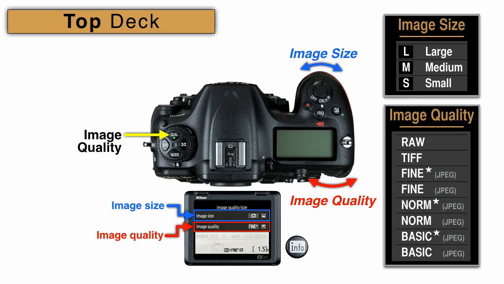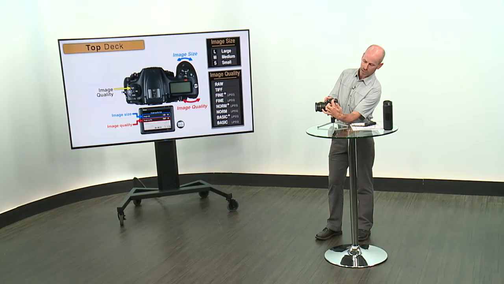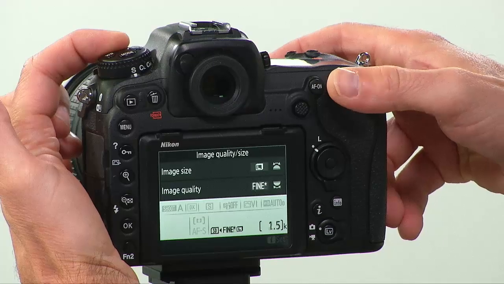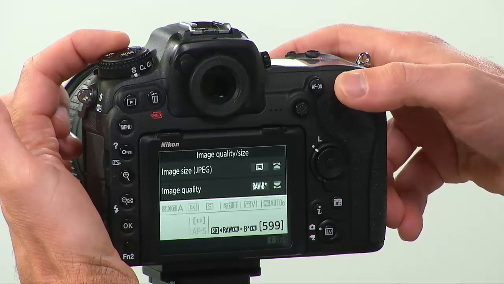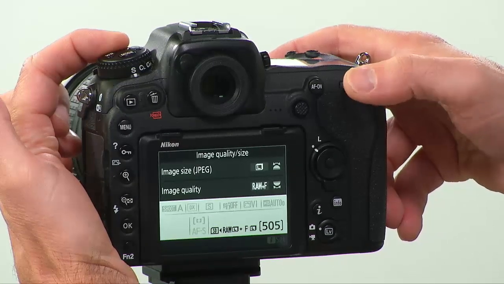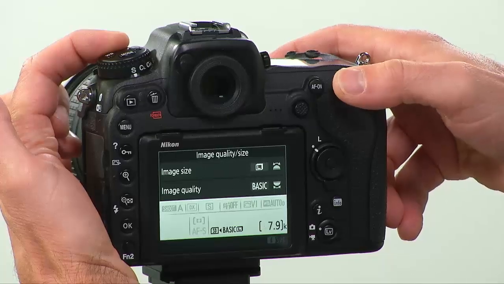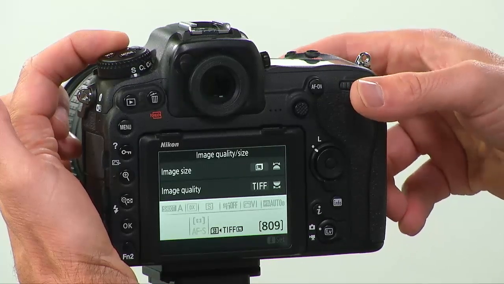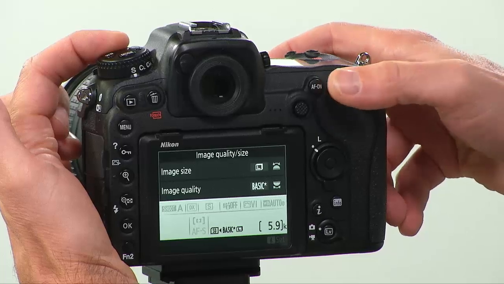And so I'll reach around and I'm going to press the quality button. And you can see that I can change between the RAW, the fine, normal. These are all JPEG options. So RAW says RAW, JPEG says fine and normal, and TIFF. I'll go through more about what these are. And then with TIFFs and JPEGs, we can choose large, medium, and small.